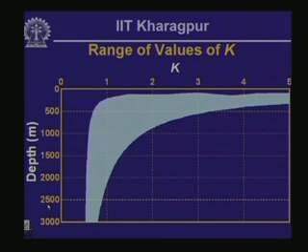This is a plot of the range of values of K. If you recall, K is the ratio of the horizontal effective stress to the vertical effective stress, and you can see that the value of K could be quite large near the surface, and as you go deeper, K becomes smaller than 1, and horizontal stress becomes relatively smaller as the depth increases substantially.